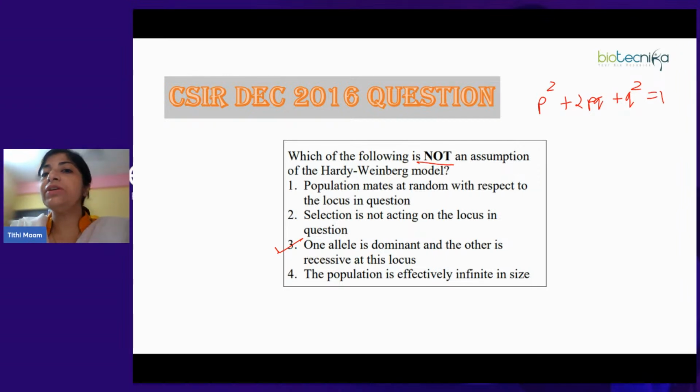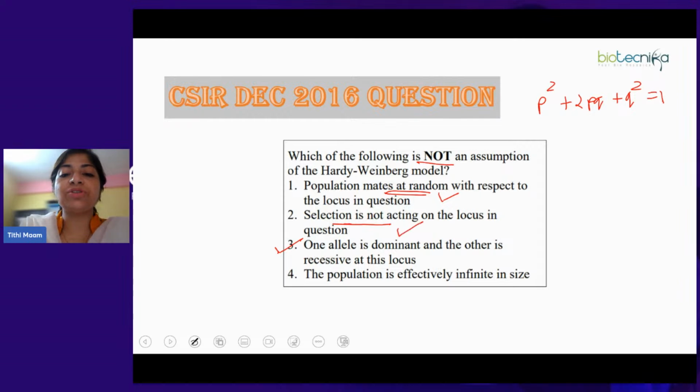But yes, it is clearly mentioned that the population is an infinitely large, randomly meeting population, with no mutation, no natural selection, and no migration happening in it. So the five assumptions of Hardy-Weinberg equilibrium for sure include that the population is of large size, randomly mating, with no mutation, no migration, and no natural selection. Do you all understand? So a population that mates at random, meaning a randomly mating population, is an assumption of Hardy-Weinberg equilibrium. Selection is not acting, meaning no natural selection, is also an assumption. And the population being effectively infinite in size is also an assumption.